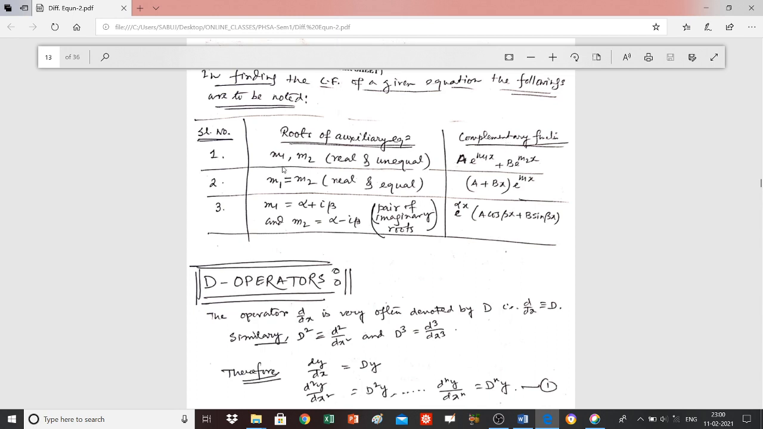So if m1 and m2 are real and unequal, then the complementary function will be a e to the power m1x plus b e to the power m2x. And if m1 and m2 are real and equal, then the complementary function will be (a plus bx) e to the power mx.